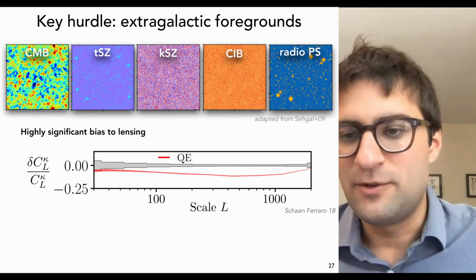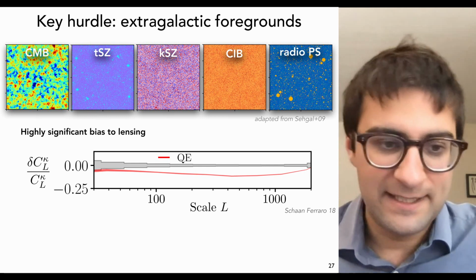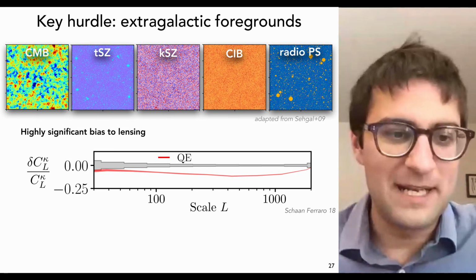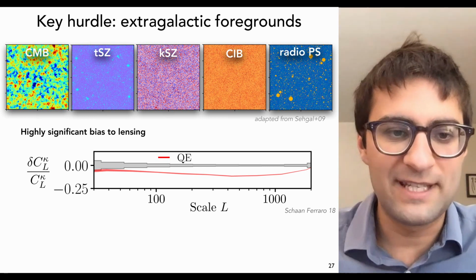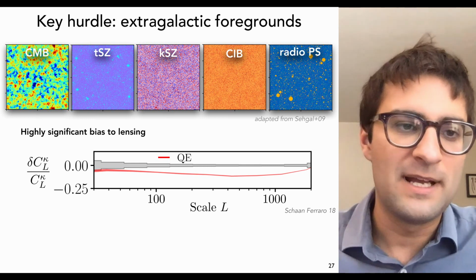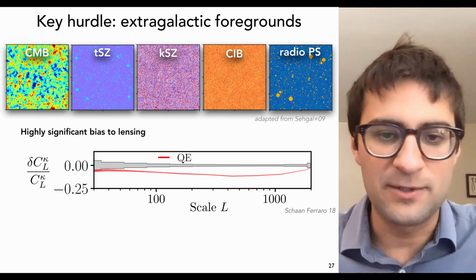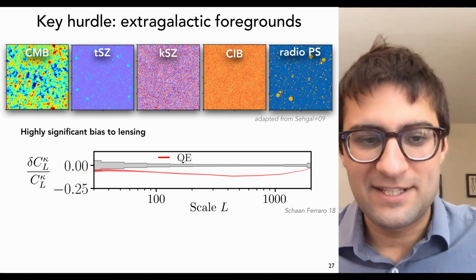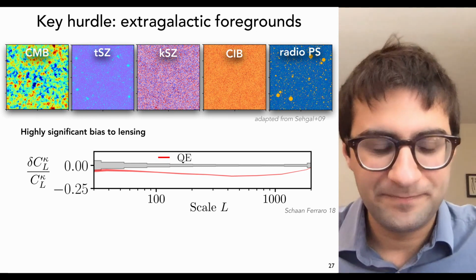And so if you don't do anything about it, this is what you get. And if this is what you get, you might as well throw out your CMB lensing measurement. So this is a key challenge that really needs to be addressed to be able to answer all of the science questions that I showed you a minute ago. And one key way to address this challenge is as follows.